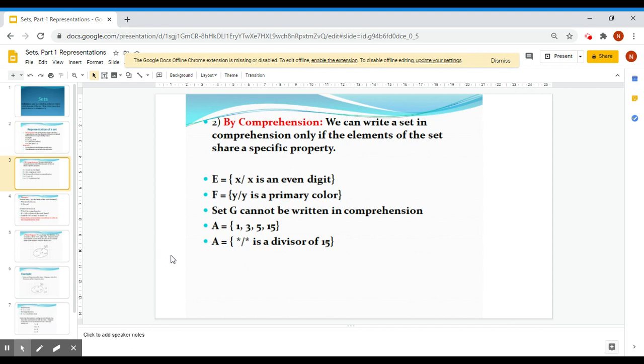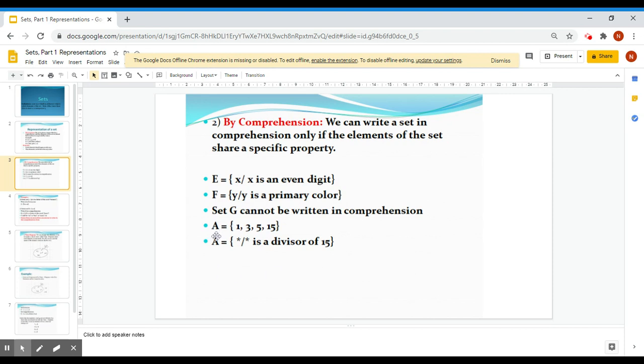Another representation is by comprehension. In the comprehension representation, we have to talk about the specific property that they share. In the set E, as we saw, they represent even digits. So we open braces, we put x such that x is an even digit. In F, I have to give it another name. So y such that y is a primary color. G cannot be written in comprehension because the elements of G do not share a specific property.